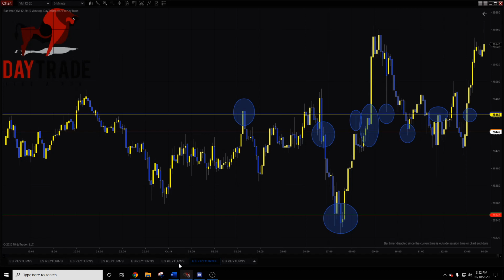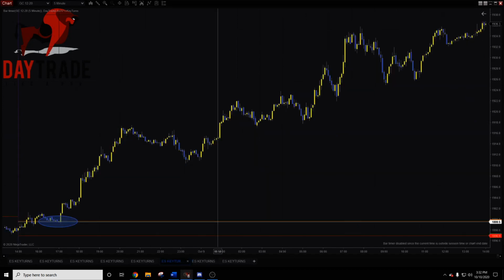Okay. This was gold, not a lot to see here. It broke above, pulled back, and it ran from 1899 all the way up to 1936. It's a 36 or 37 point run off of key turns. That's the kind of day where you want to get long and just hold it all day.